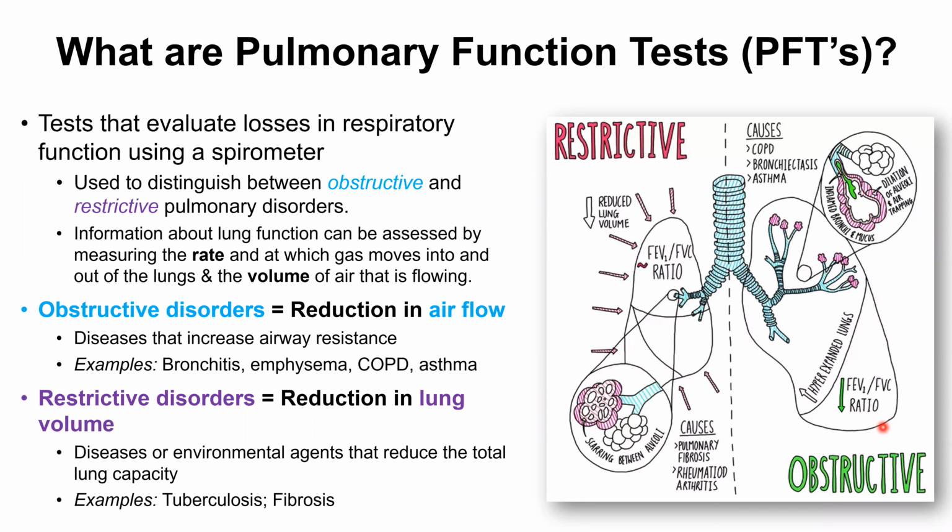And so some examples of this might be bronchitis, emphysema, COPD, or asthma. These are all what we call obstructive disorders. And so if we take a little zoom in on this little picture over here, if we zoom into this little section, we can see maybe some inflammation in the bronchi and maybe some mucus buildup.